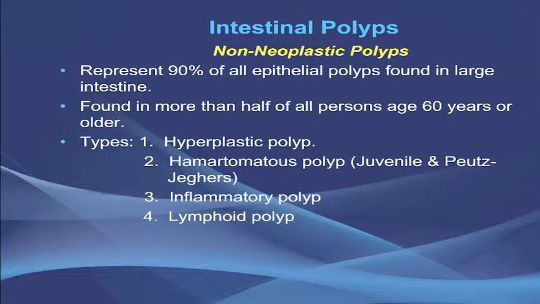So let's look at intestinal non-neoplastic polyps. These represent about 90% of all epithelial polyps found in the large intestine. They are found in more than half of all persons aged 60 or older. That's why I was saying it's often an incidental finding in one out of every 2 individuals during colonoscopy or at autopsy. The types can be hyperplastic, hamartomatous polyps, inflammatory polyps, and lymphoid polyps.